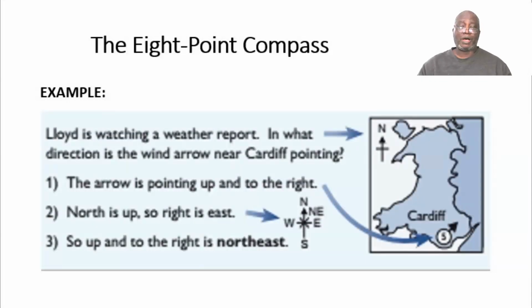Let's look a little bit more at the 8-point compass. Lloyd is watching a weather report. In what direction is the wind arrow near Cardiff pointing? You study it, look at your compass indicator there, look at the arrows. The arrow is pointing up and to the right. North is up, right is east. So up and to the right is northeast.